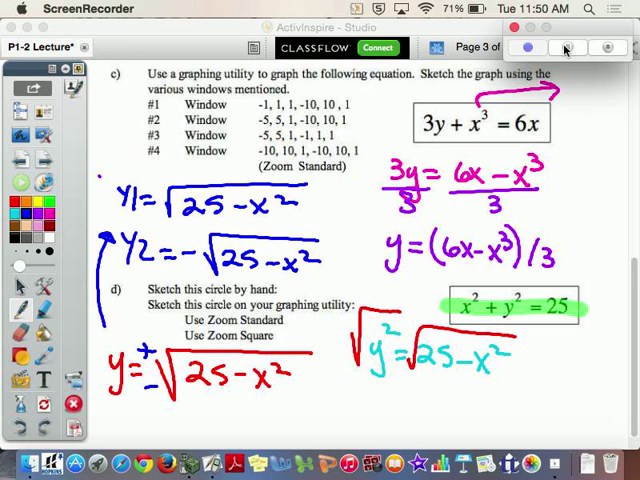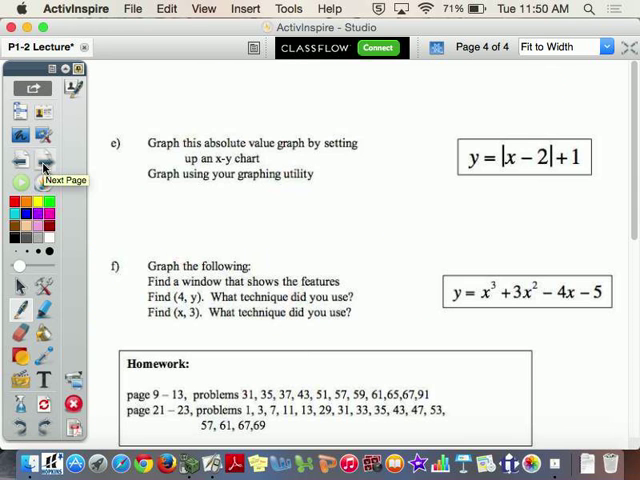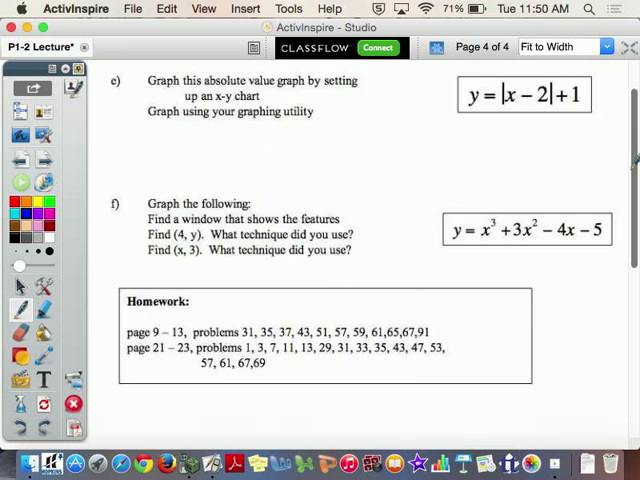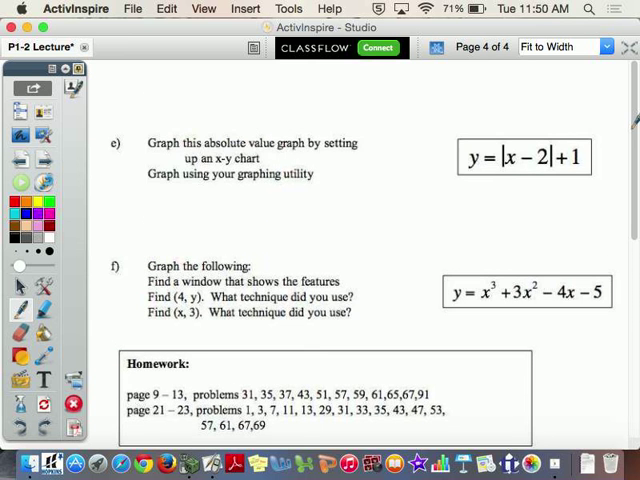Okay, I'm going to do one more problem with you, then I'm going to have you try one on your own. So this next, did I miss one? No. All right, so this next one's an absolute value.